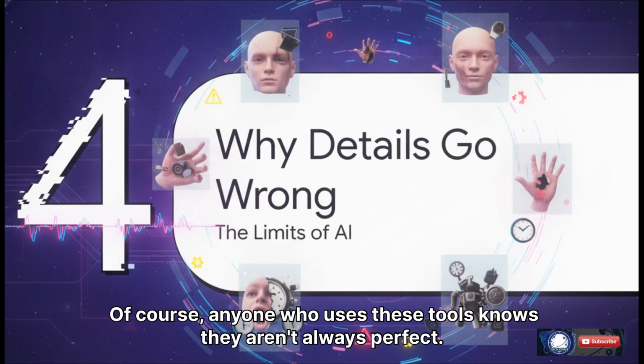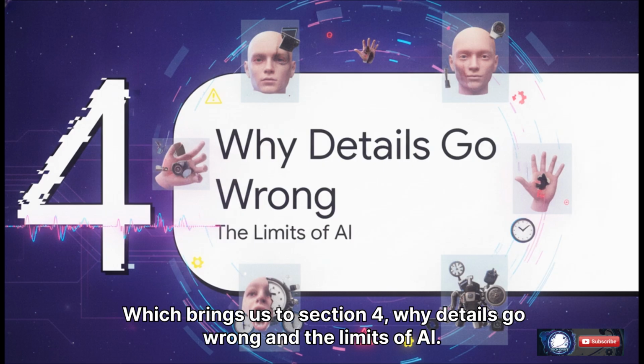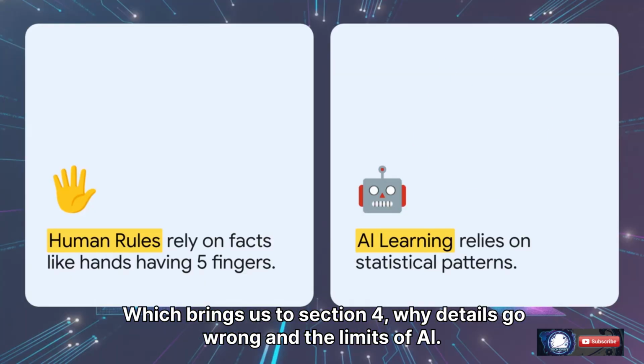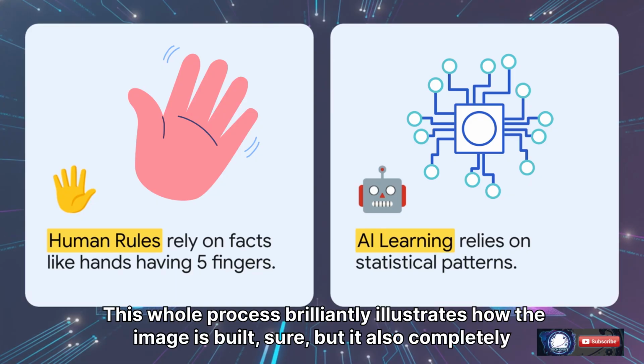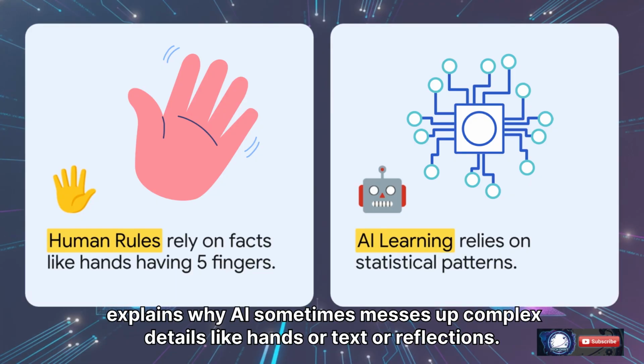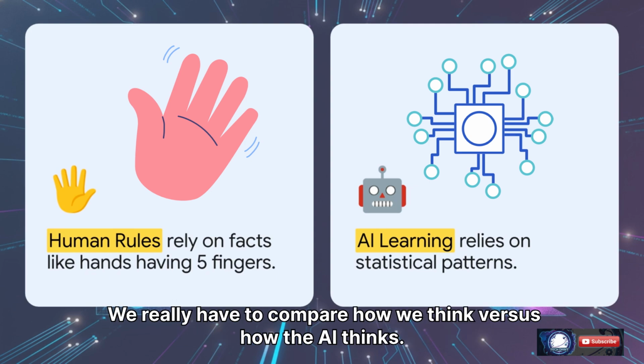Of course, anyone who uses these tools knows they aren't always perfect, which brings us to Section 4, Why Details Go Wrong and the Limits of AI. This whole process brilliantly illustrates how the image is built, sure, but it also completely explains why AI sometimes messes up complex details like hands or text or reflections. We really have to compare how we think versus how the AI thinks.